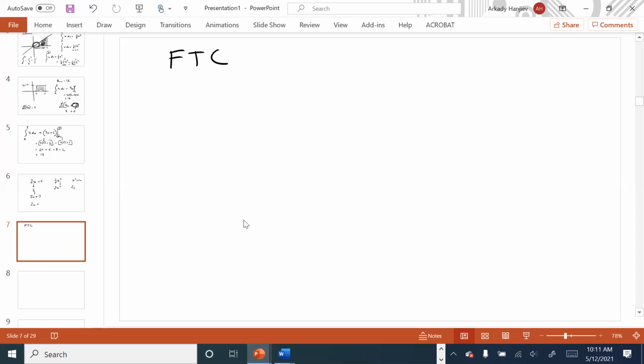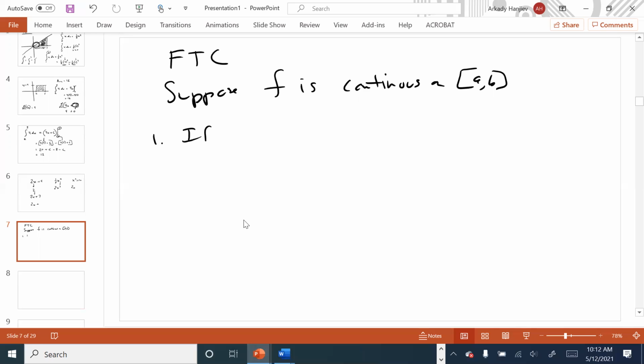So here we go. Suppose f is continuous, and of course, on a to b. Okay, so fundamental theorem of calculus, here we go. There are two parts to it. Number one, if g of x is equal to this function, so a whole bunch of different variables here.